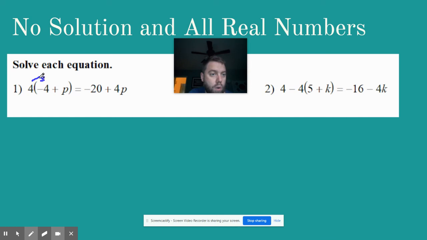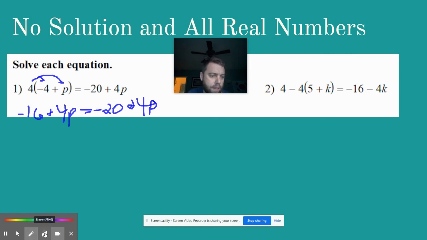So let's practice those. We're going to distribute to begin with, right? Just like we did in the previous problems, gives us -16 plus 4p equals -20 plus 4p. Ooh, yikes, that got bad. Okay, let me see if I can fix that real quick.